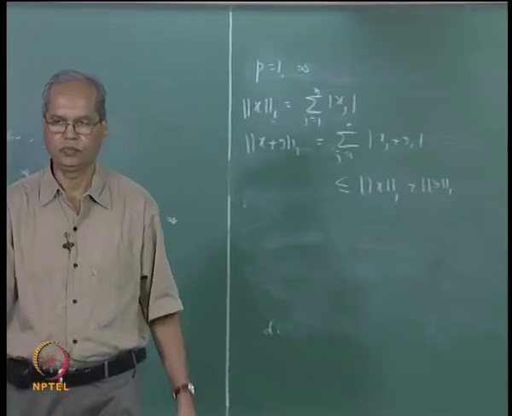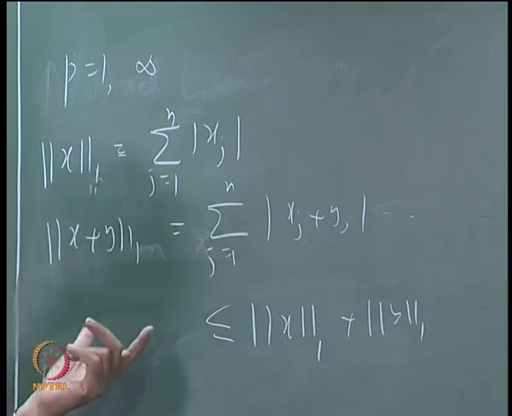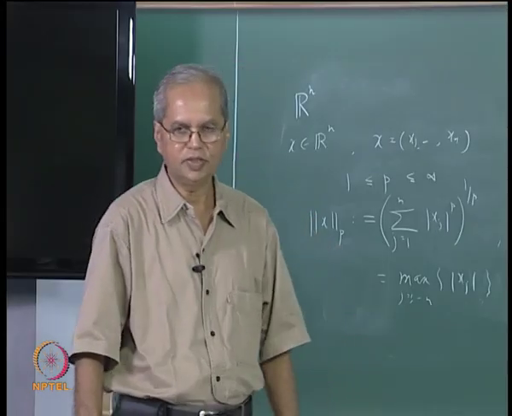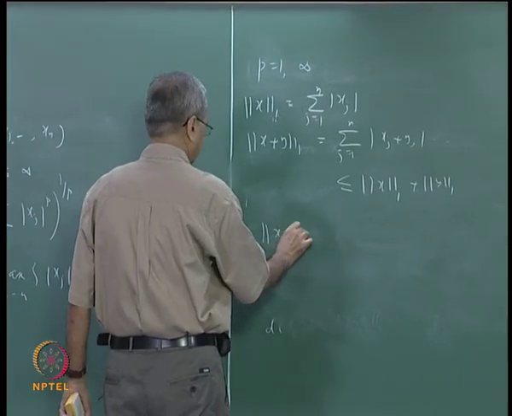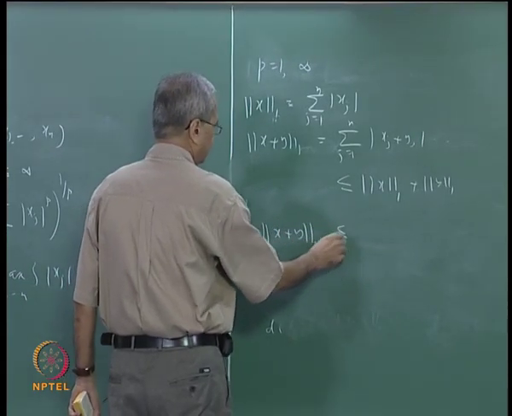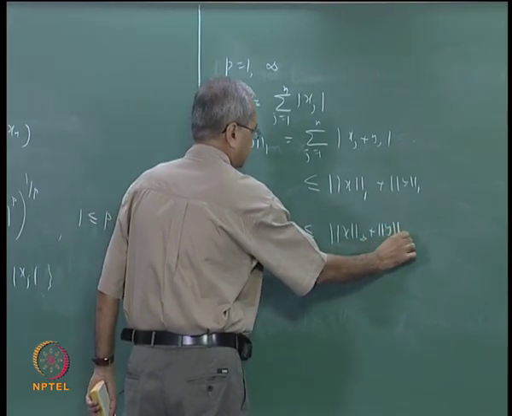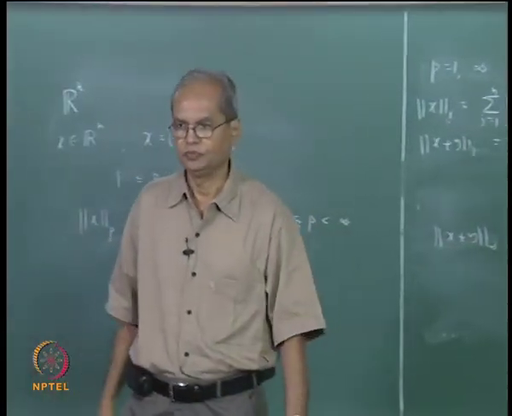Similarly, for the case p equal to infinity, this norm suffix infinity will be the maximum of mod xj plus yj. Since for each j, mod xj plus yj is less than or equal to mod xj plus mod yj, by taking the maximum of all these quantities you will be able to show that norm of x plus y suffix infinity is less than or equal to norm x plus norm y for p equal to infinity. So these two cases are easy.